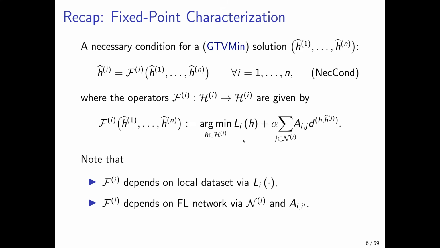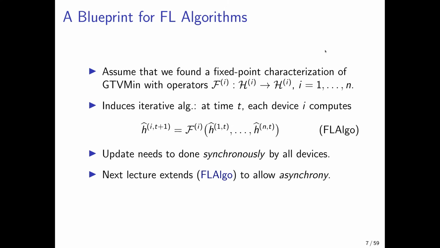So we are minimizing over the ith hypothesis space. And if we had a GTVMin solution in the first place, this again must give us this solution also for the ith component that we had in the first place, which means that we have found some fixed point characterization of GTVMin, and this also induces then some iterative algorithm.